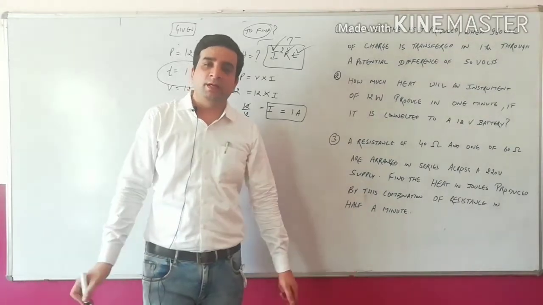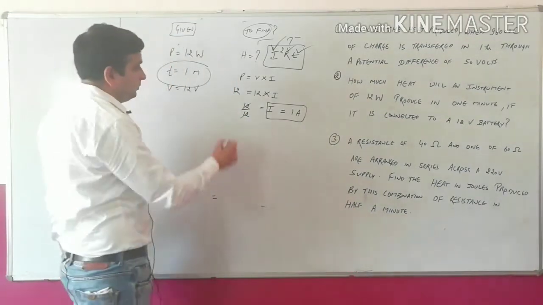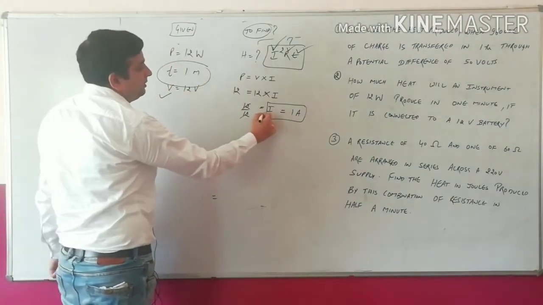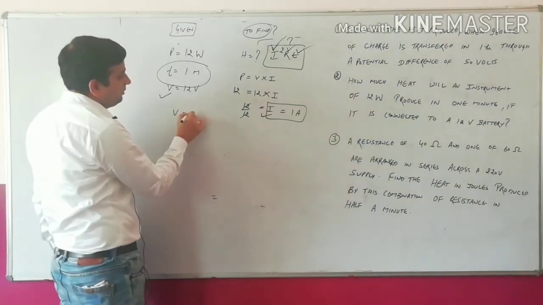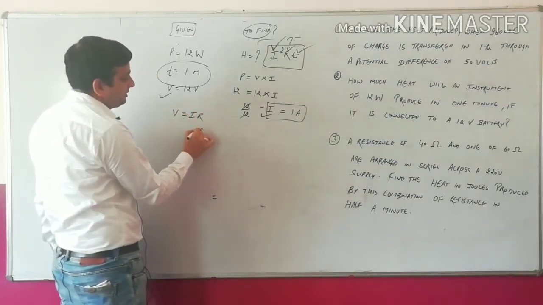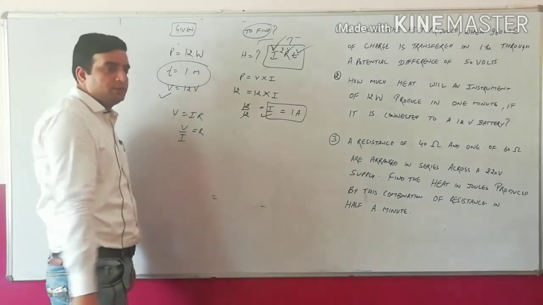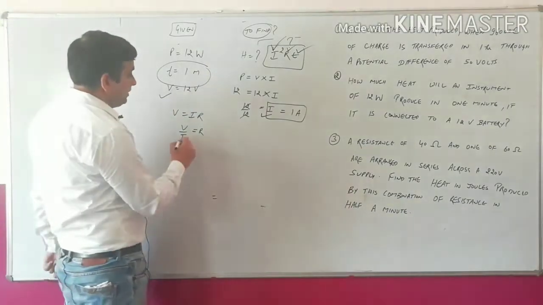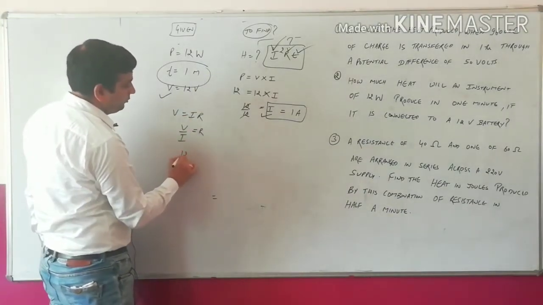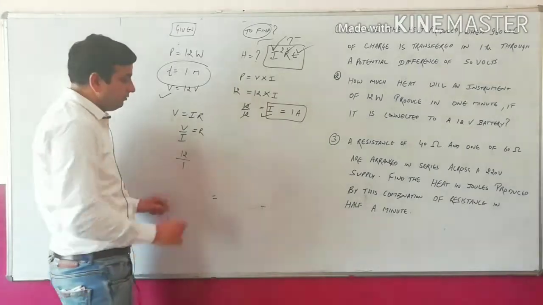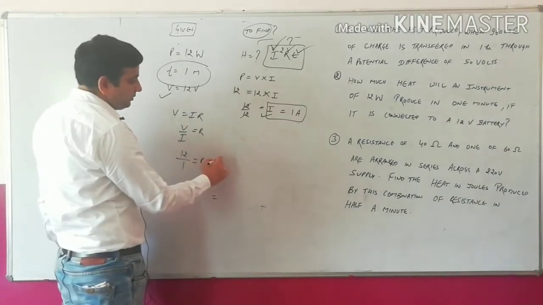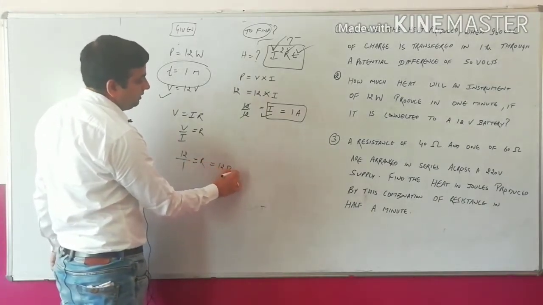So we have already calculated the current. Now we will use Ohm's law to calculate the resistance. So R is equal to V by I. What is the value of V? 12. What is the value of current? 1 ampere. That will be R. So R is 12 ohms.